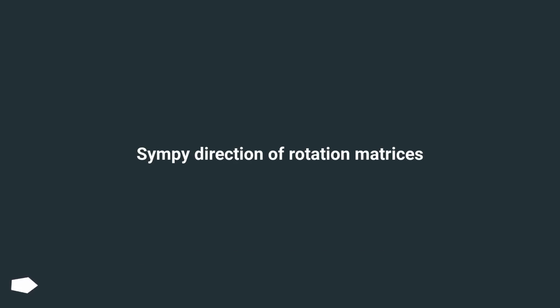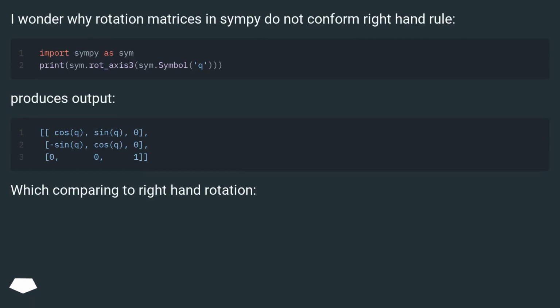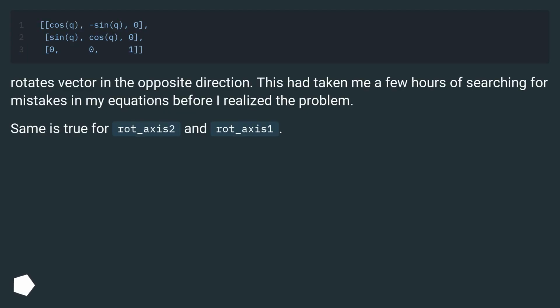Sympy direction of rotation matrices. I wonder why rotation matrices in Sympy do not conform to the right-hand rule. It produces output which, compared to right-hand rotation, rotates the vector in the opposite direction.